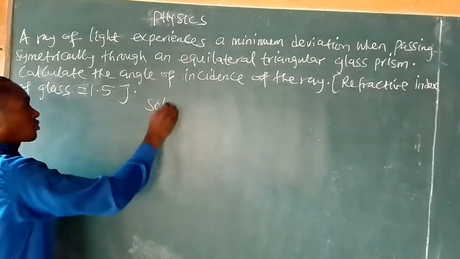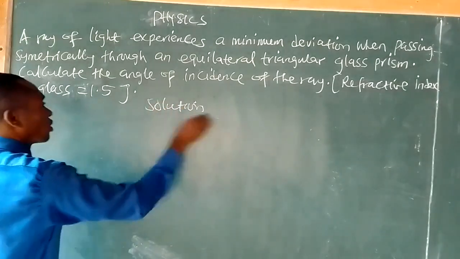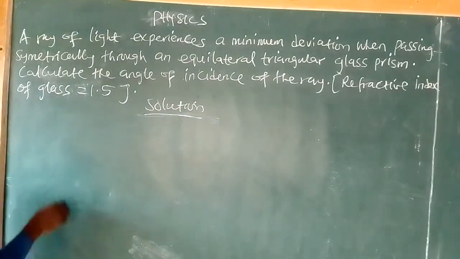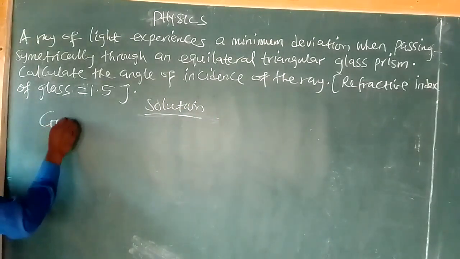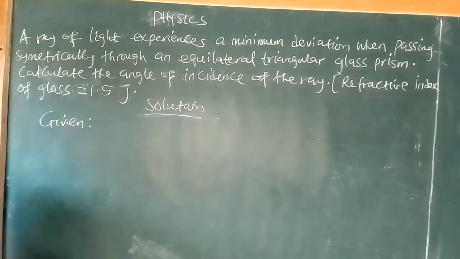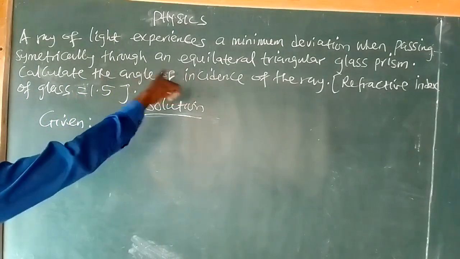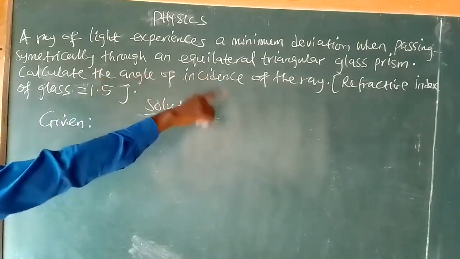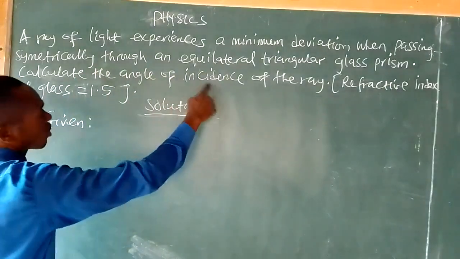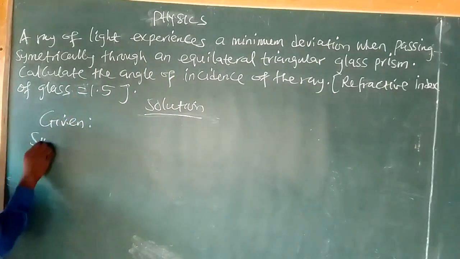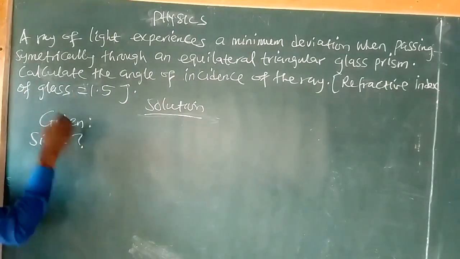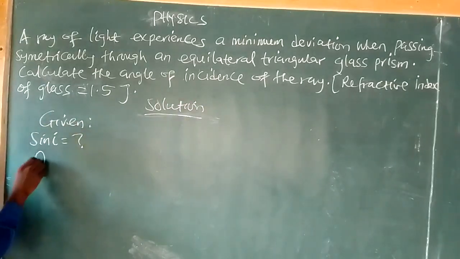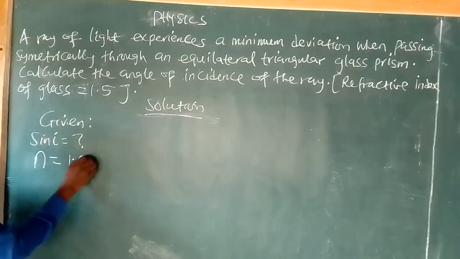Now, solution. The first thing to note is that we are going to use a relationship. But before we use the relationship, let's look at what we are given, as that will tell us the relationship to use. We have a ray of light that experiences a minimum deviation when passing symmetrically through an equilateral triangular glass prism. We are asked to calculate the angle of incidence, so we are looking for sine I. The refractive index of glass is 1.5.